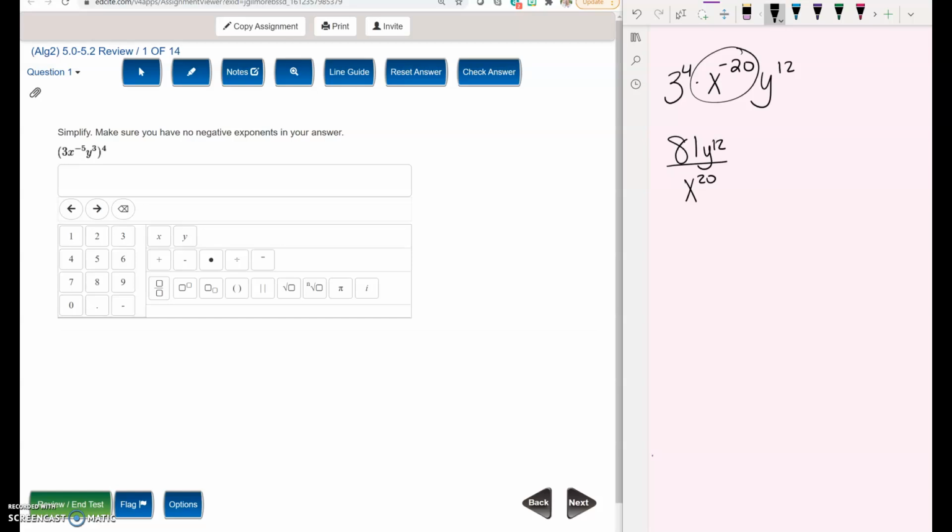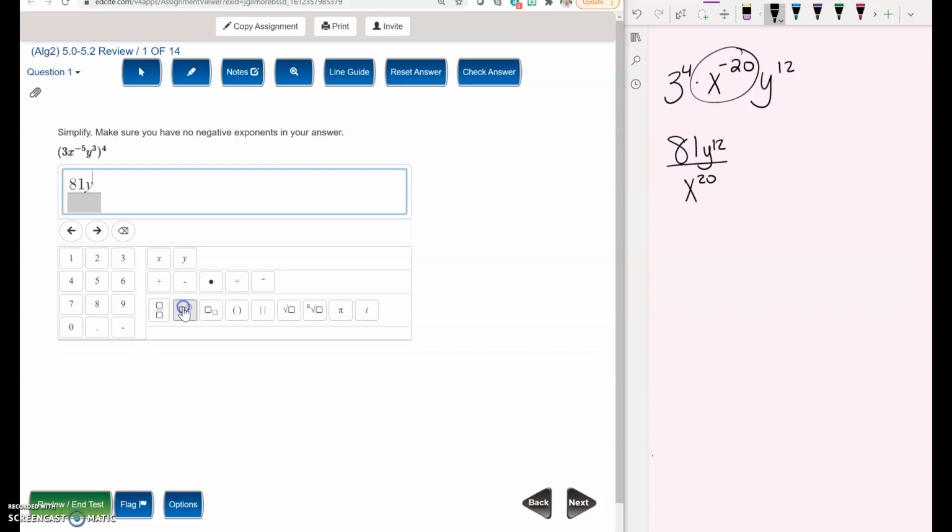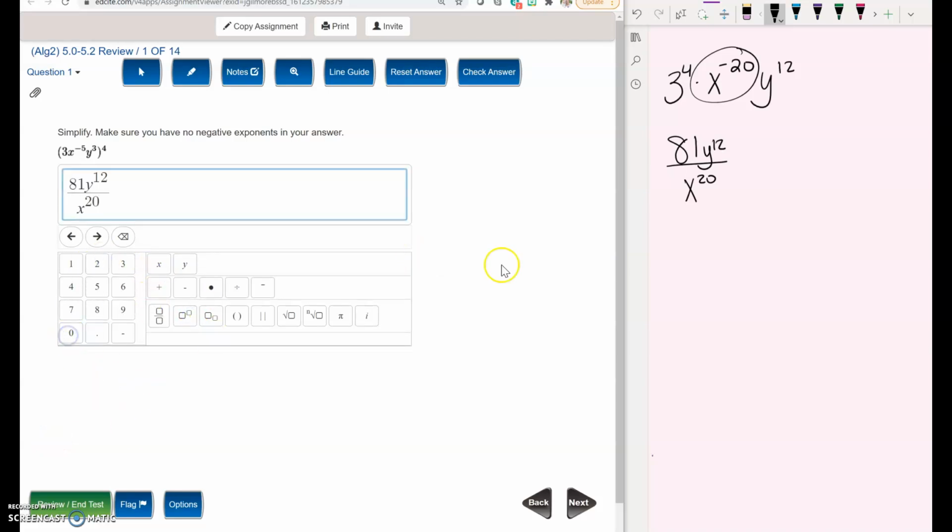Now, to enter this in EdSite, I would start with your fraction button. On the top, you can type in 81. You can either use this Y button, or you can just type Y in on your keyboard, and then the exponent button to raise it to the 12th. Then move your cursor down to the bottom, and we want x raised to the 20th.